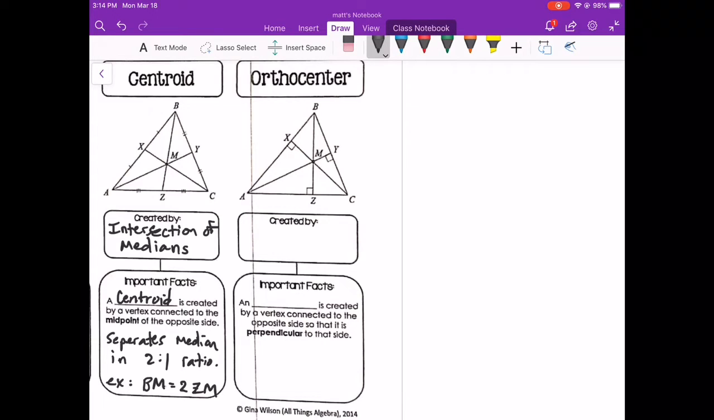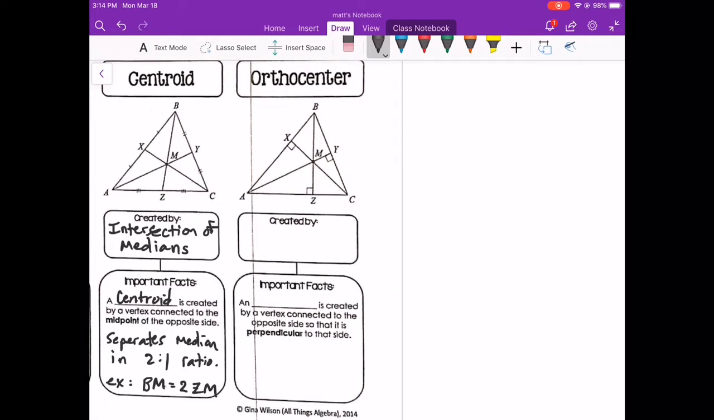So it's not the midpoint of the medians. It'd be nice if it was, but it's not. However, it does separate all medians into the same ratio. The big part is twice as big as the little part. So let me show you what I mean here.